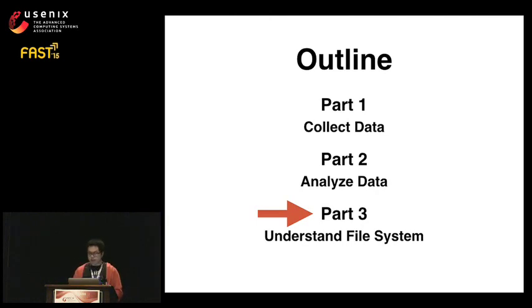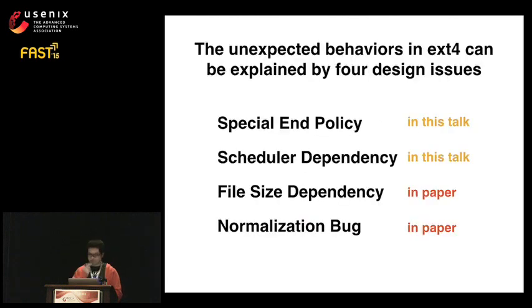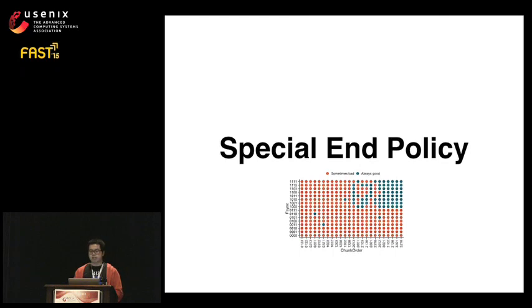Now I'll explain the observations by going into file system details. All the unexpected behaviors in ext4 can be explained by 4 design issues listed here. And the paper covers them all, and this talk will cover the first 2 in detail. Now let's talk about the special end policy.